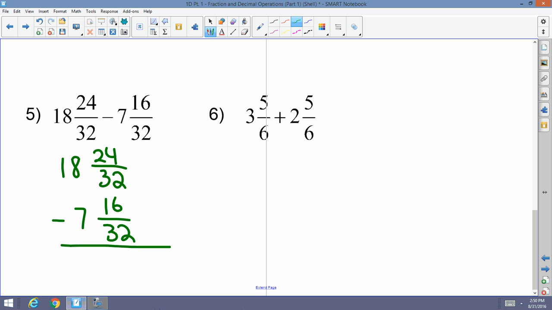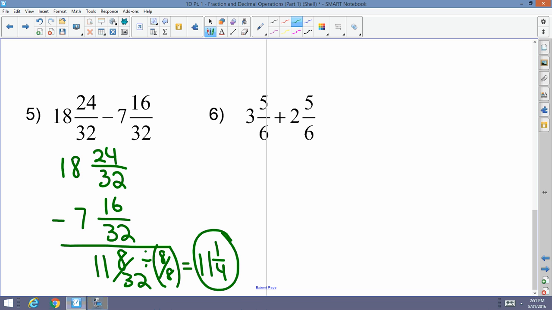Now, I always deal with the fractions first, then I deal with the whole numbers. So since I have the denominators of 32, I can go ahead and start adding or subtracting now. And 24 minus 16 is 8 over the original denominator of 32. And 18 minus 7 is 11. I can reduce this because I can divide 8 into both the numerator and the denominator, giving me an answer of 11 and 1/4.